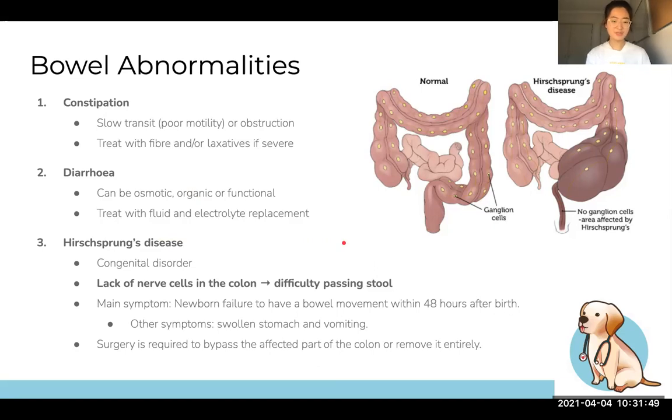Last one, Hirschsprung's disease, not really high yield, but basically a congenital disorder where you don't have nerve cells in your colon. And if you think about what the nerve cells are responsible for, motility and secretions. So if you don't have enough nerve cells, you're going to have difficulty passing the stool. Pretty much what you need to do then is get surgery to bypass that affected part of the colon. A main symptom: you've got a newborn that has failed to have a bowel movement within 48 hours. Once again, not super high yield for you guys, but that's just something interesting to consider, I guess.